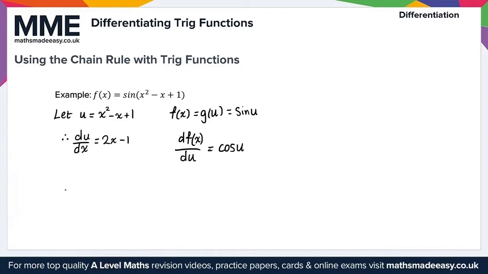Therefore, our final derivative of f of x with respect to x simply gives us 2x minus 1 times cos of u, where u, remember, is x squared minus x plus 1. That gives us the solution to this example, where we're differentiating f of x equals sine of x squared minus x plus 1.